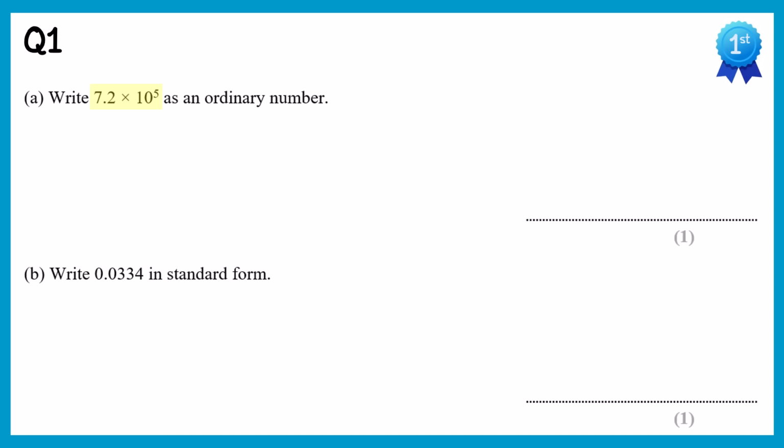7.2 multiplied by 10 once is 72. Multiply it by 10 a second time, that's 720. A third time would be 7,200. A fourth time, 72,000. And finally a fifth time, 720,000. So that's the answer as an ordinary number.